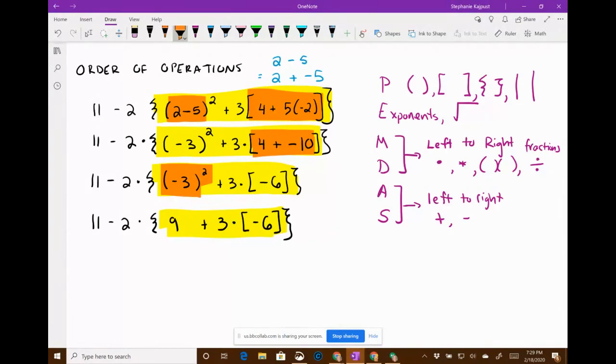So we've still got this curly brace of the yellow that we're trying to simplify. We're still working inside there. We don't have any more exponents, so the next is multiplication and division. We don't have any division, but we do have multiplication. So now I need to do this multiplication, 3 times -6.